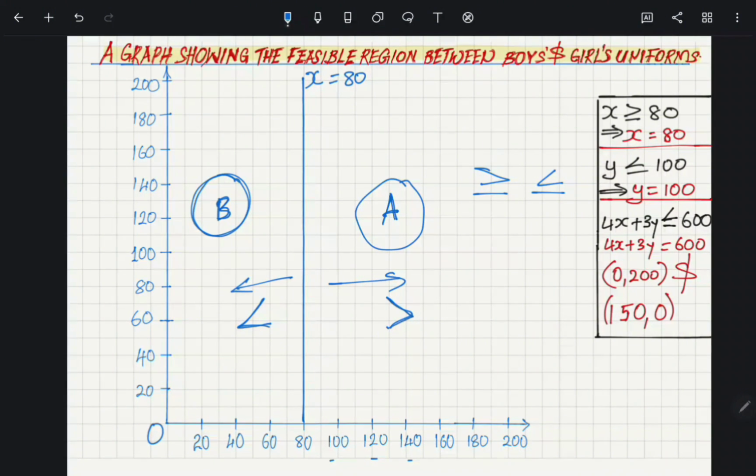And this trick only works if the line does not pass through the origin. If the line passes through the origin, you have to choose a point either above or below the line, and you test it in the inequality expression that you generated. So with that being said, let us shade area B.